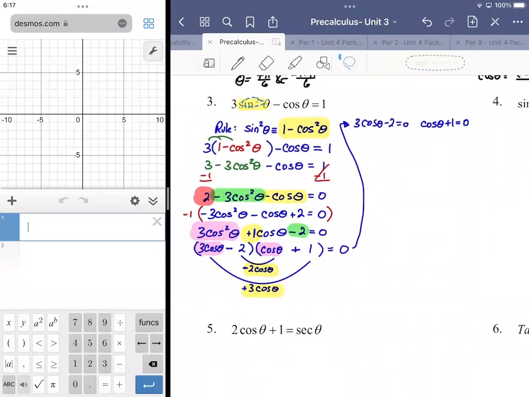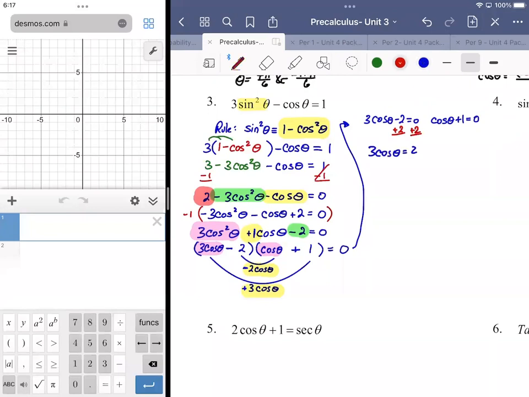All right, so we're just taking those 2 factors, setting them equal to 0, and solving for the value of theta. Easier said than done, of course, but that's what we're doing. For the first equation, I'm going to add 2 to both sides. We get 3 cosine theta is equal to 2. Then I'm going to divide both sides by 3, and you get cosine theta is equal to 2/3. The other one's much easier. Subtract 1 from both sides.